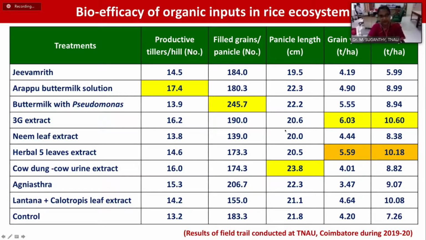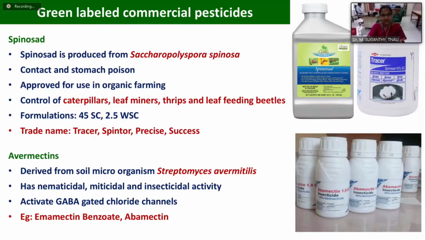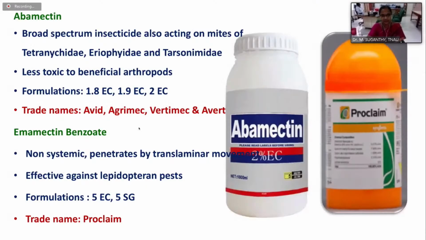When all the other methods I have discussed so far fail, then as a last resort, when there is no other option, farmers can be recommended to go for green label commercial pesticides that are recommended for organic farming. That includes spinosad and ivermectin. Spinosad is effective against caterpillars, leaf miners, thrips, and leaf feeding beetles. Under ivermectins, we have two chemicals, namely abamectin, a very good acaricide, and emamectin benzoate, which is effective against lepidopteran pests.